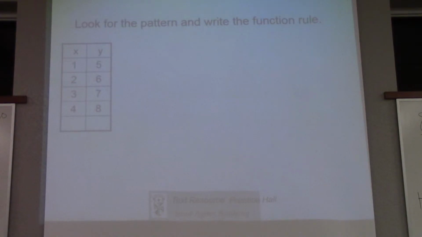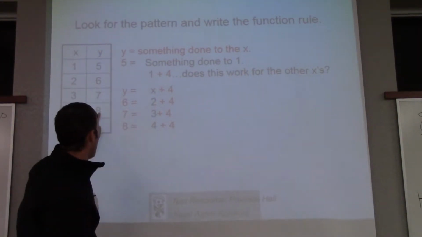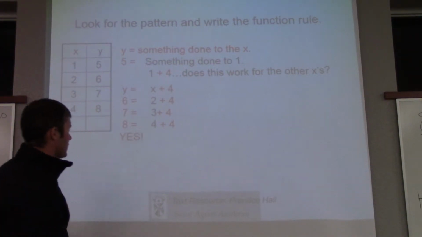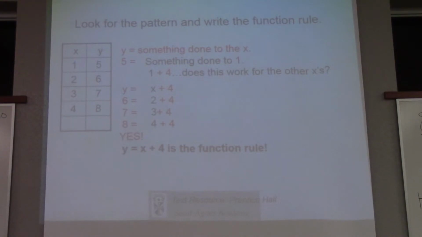So if we look at it, I could add 4. So I could go 1 plus 4, does that equal 2 plus 4, 3 plus 4, 4 plus 4? So yes, I can add 4 to it for each one. So that works. So my equation that I'm going to write is my y value, how I get this value, is equal to my x value plus 4. So that's going to be my function rule.